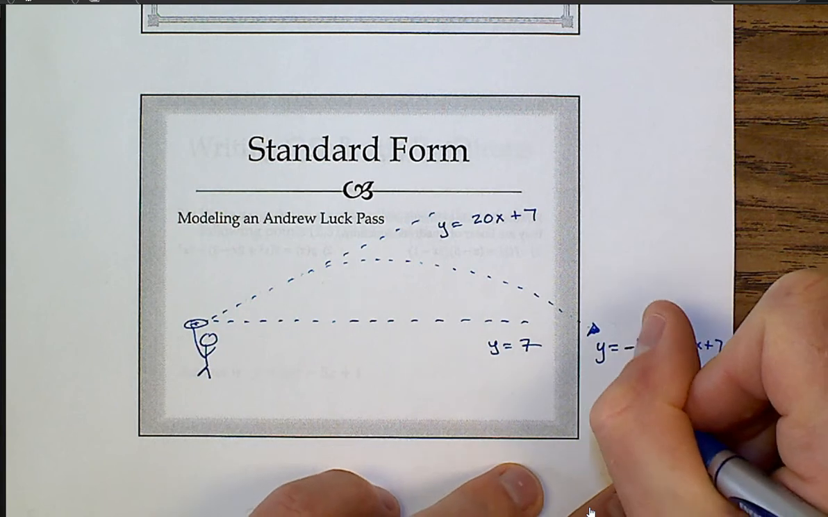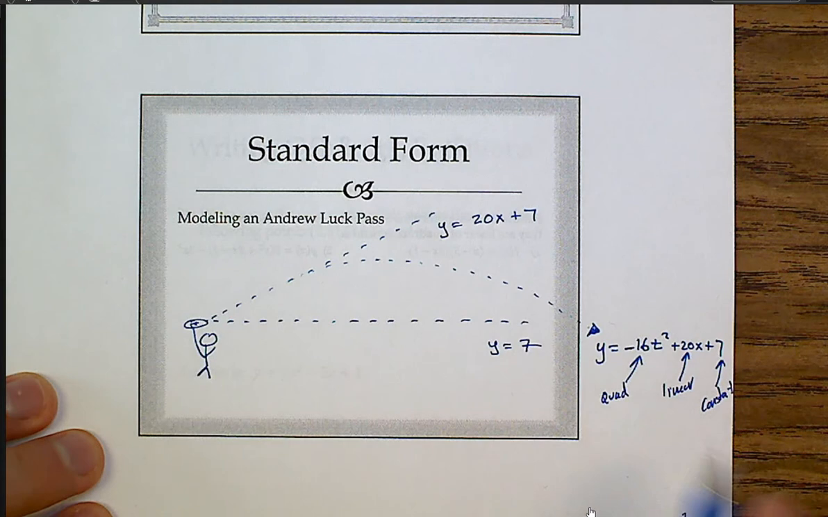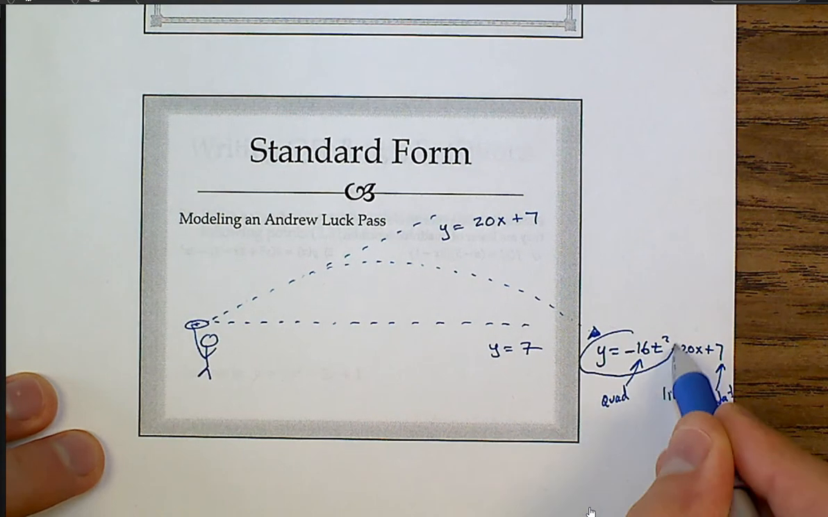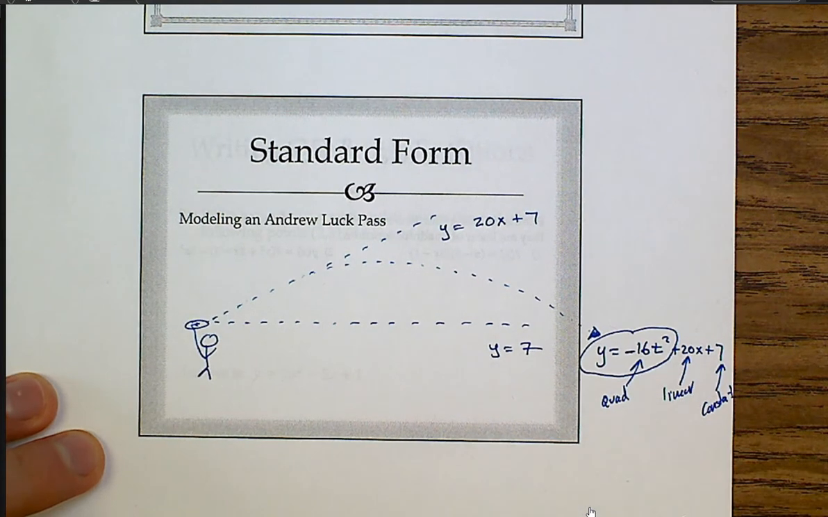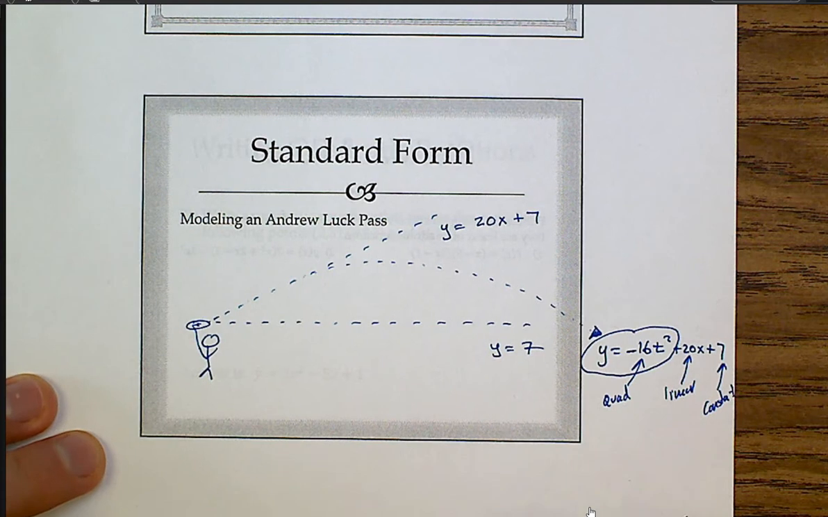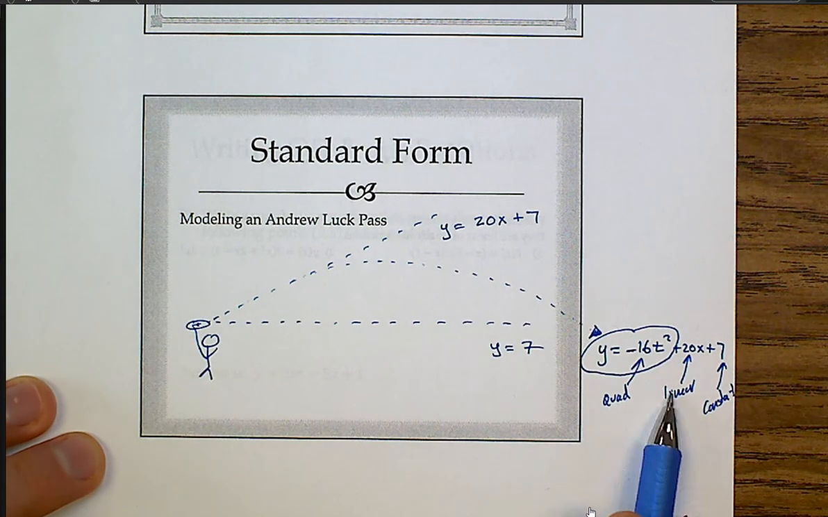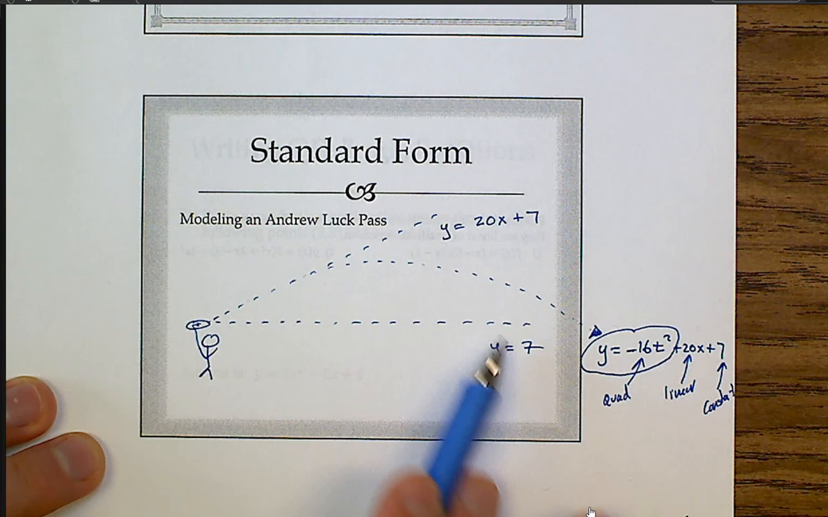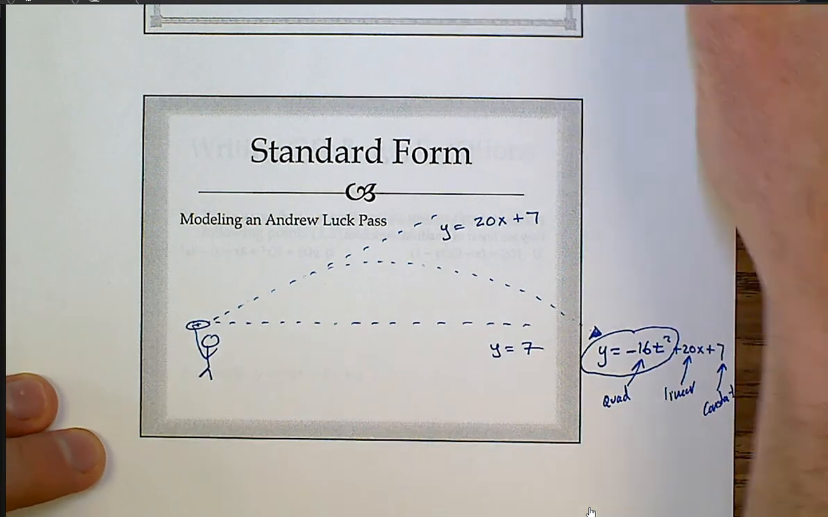Now, to make something a quadratic, all you really need is this first part right here. That's what makes it a quadratic. But in a lot of the real world models, you will have a linear and a constant part, and you can see how that all works together there. So that's a little background information on quadratics.